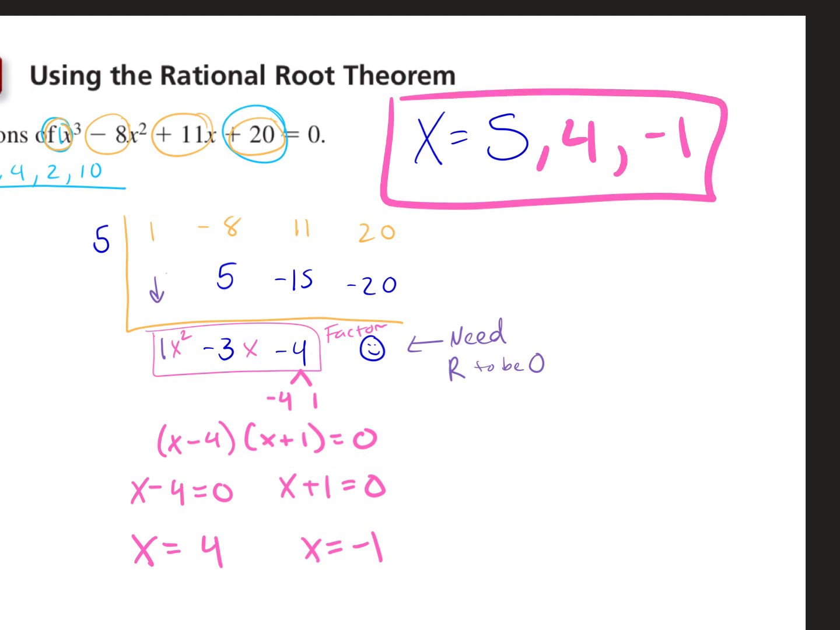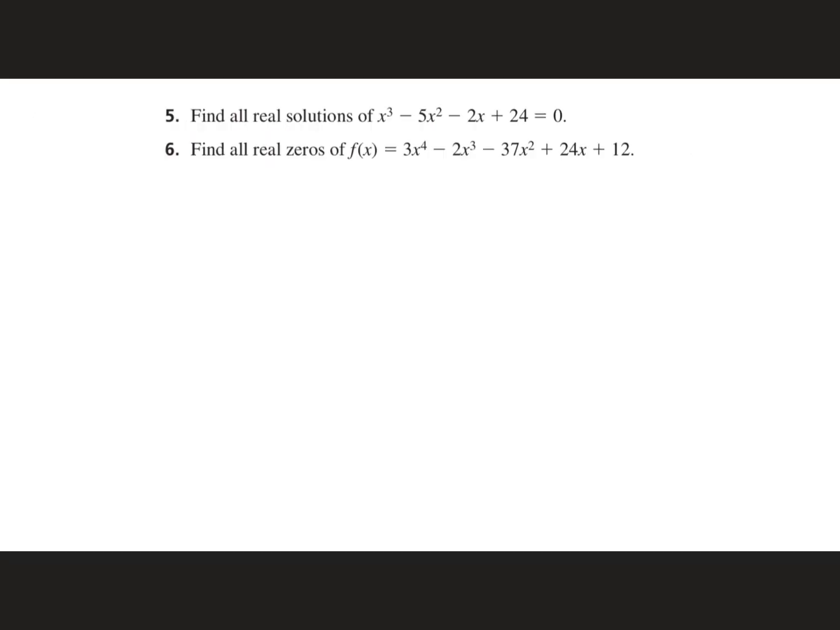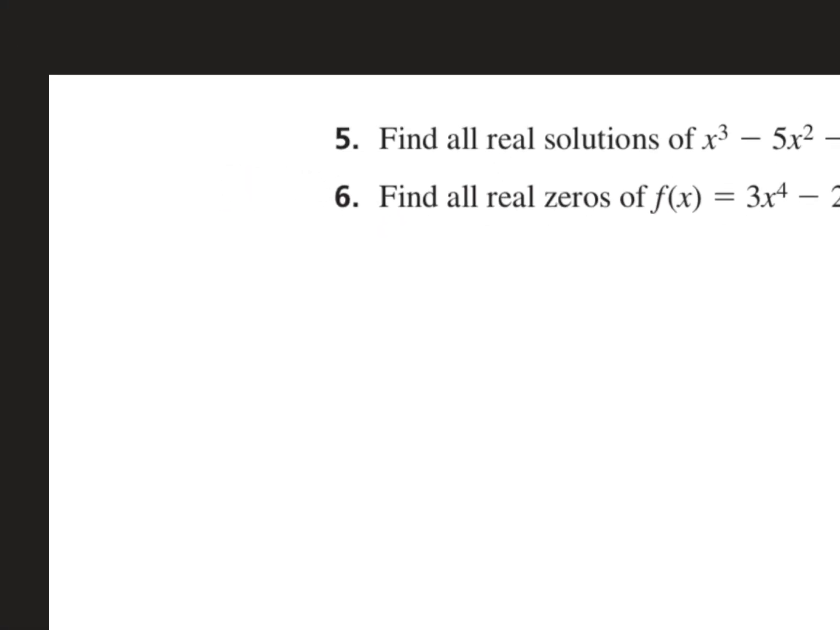Now if I would have started and did synthetic division with 4, it would have worked because it's one of my solutions. You would have gotten different numbers here, and then when you factored, you would have had the other two, 5 and negative 1. If I would have done synthetic division with negative 1 first, I'd find the other two, 5 and 4. So you'll end up with the same three answers. Doesn't matter which one you find first using synthetic division. But you'll find all three eventually. All right, let's take a look at 5.